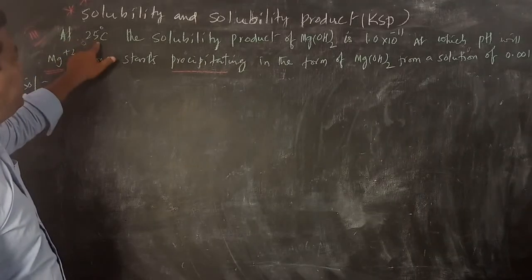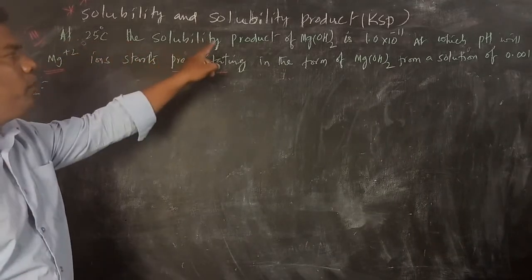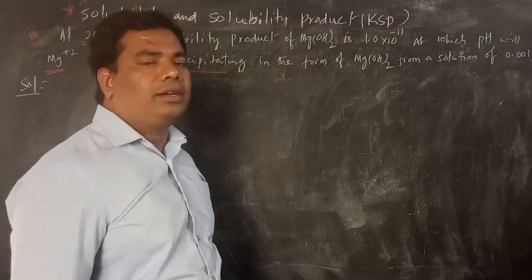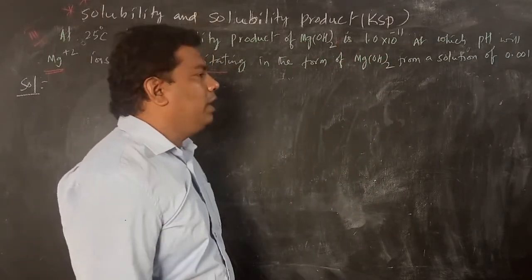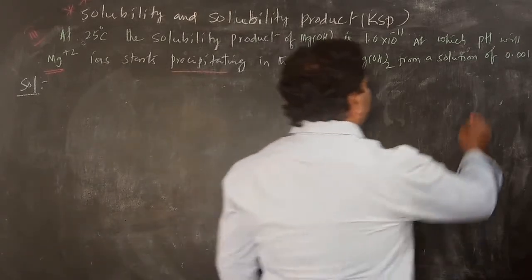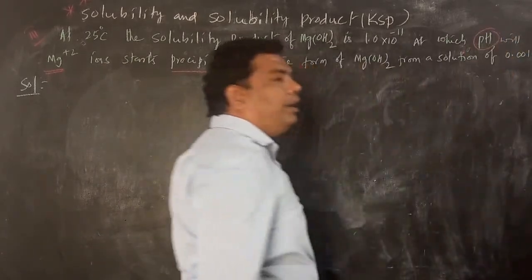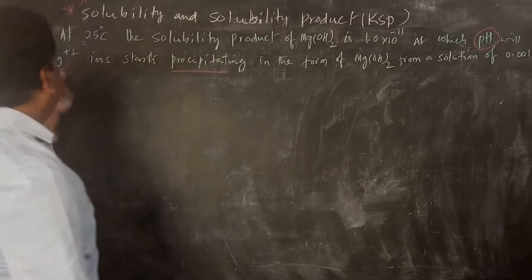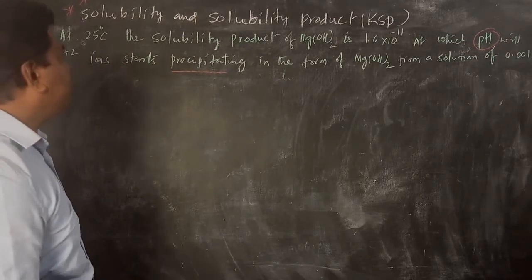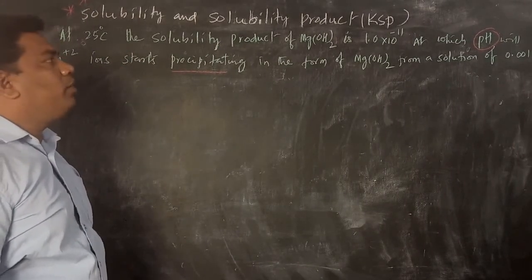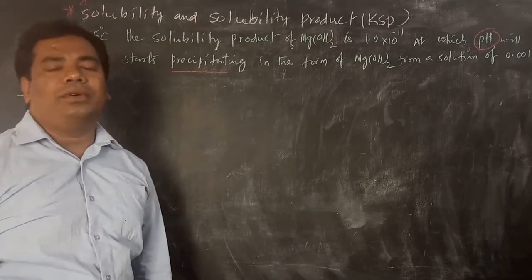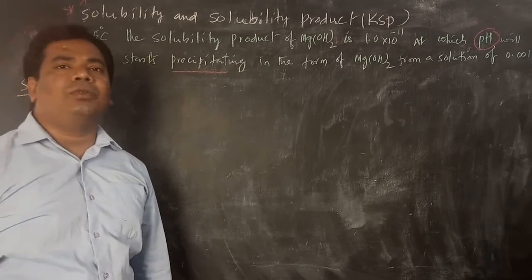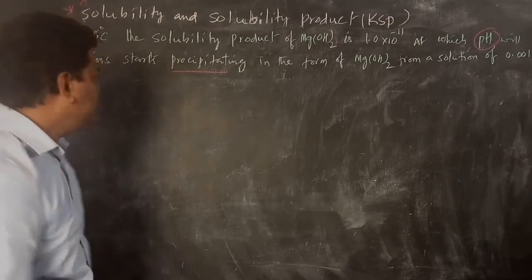At 25 degrees temperature, the solubility product of magnesium hydroxide is 1.0 into 10 to the power of minus 11. So what he is asking is, at which pH will Mg plus 2 ions start precipitating in the form of magnesium hydroxide from a solution of 0.001 Mg plus 2 ions.